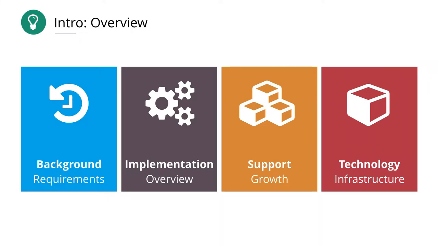So today we will talk about four things: the requirements and the background, sort of the story of how we ended up with this distribution; a little bit about the implementation and an overview of that; then how we supported the growth of this distribution in the organization, so it's mostly a people process; and then a little bit about the technology infrastructure that we use to support it.